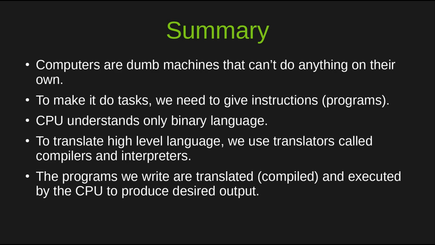Now let's summarize what we saw in this video. Computers are dumb machines that can't do anything on their own. To make them do tasks, we need to give the computer instructions, which we call programs. CPU understands only binary language. To translate our high level programs to binary language, we use translating programs called compilers and interpreters. The programs we write are translated or compiled and executed by the CPU to produce our desired output. Now that's how a computer works. I hope you have an idea of the concept of programming and what exactly we are doing by programming a computer. From the next video onwards, we'll dive into C programming language.